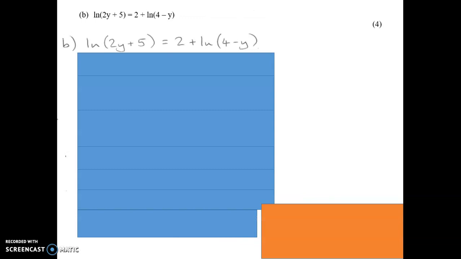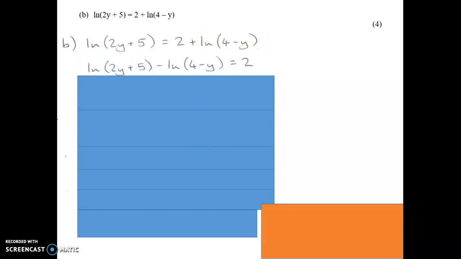Part B has got an equation with lns in it, so straight away that would suggest to us that we're going to need to do e to the power of at some point. First thing we need to do is get a ln on its own somewhere, so that we're able to do that e to the power of. So I'm going to try and get all my lns on the same side for a start. So I've taken the ln of 4 minus y and subtracted it from both sides to get this.